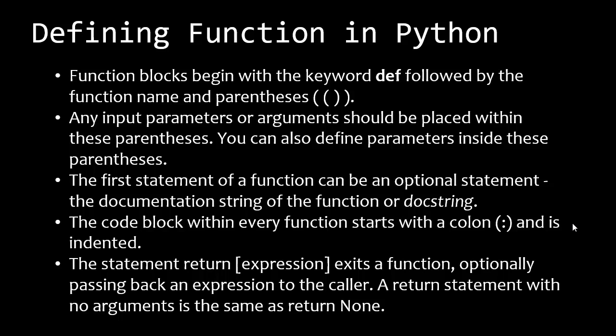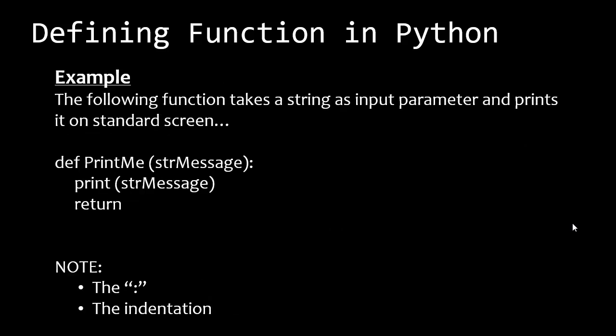The code block within every function starts with a colon and is indented. We talked about that before. The statement return exits a function, optionally passing back an expression to the caller. A return statement with no arguments is the same as return None. So we'll show you that here also. All right, so all this stuff's pretty simple. Take a look at this, make sure you understand each one of these pieces. But once again, I think it's better by looking at an example as we kind of get into this.